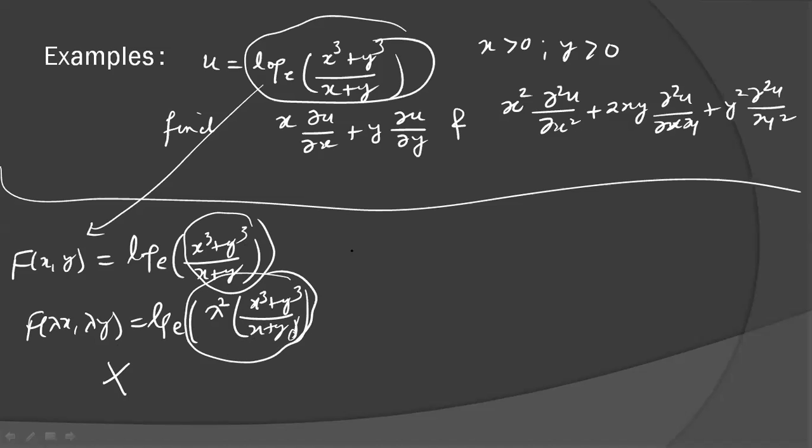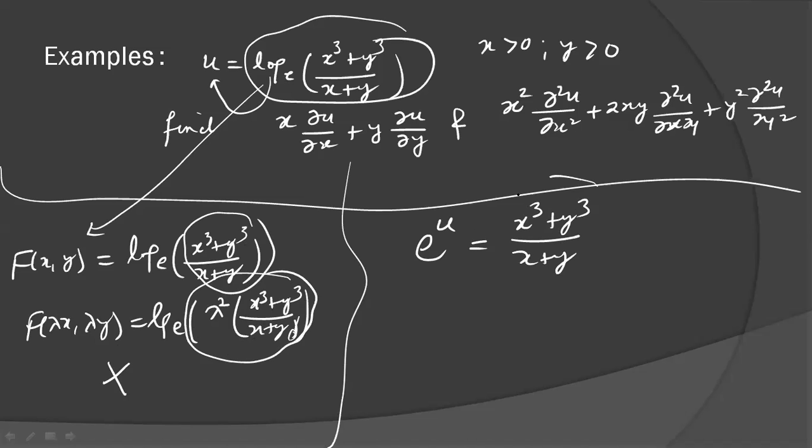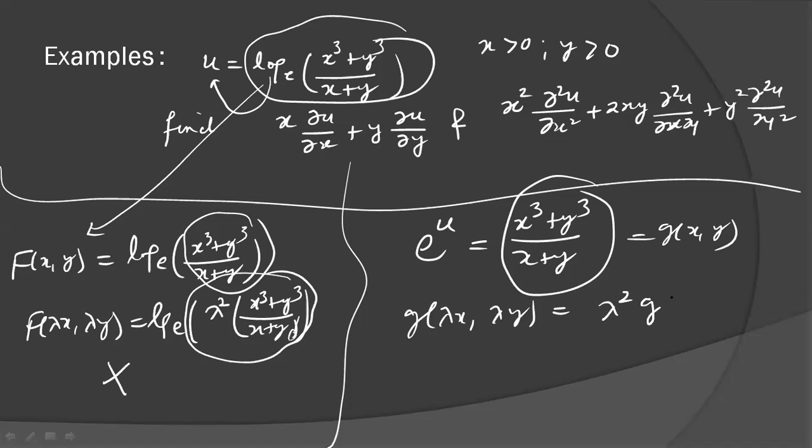So what we have to do? We have to take the inverse on both sides. So if we take log this side, it will become e to the power u equal to x cube plus y cube over x plus y. If you assume this function as g(x,y), and find g of lambda x comma lambda y, it will be a homogeneous function of degree 2.